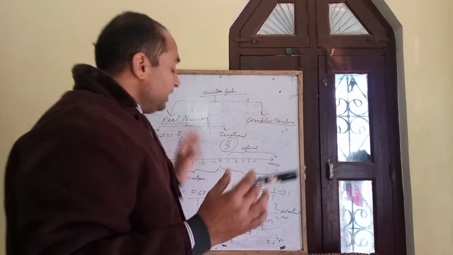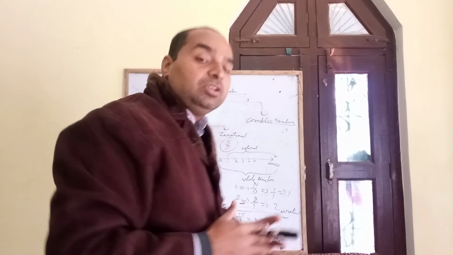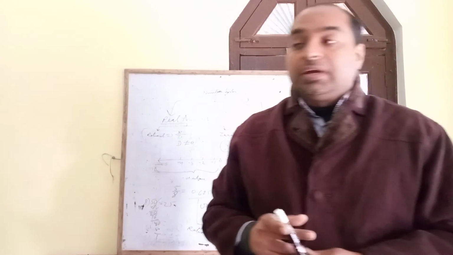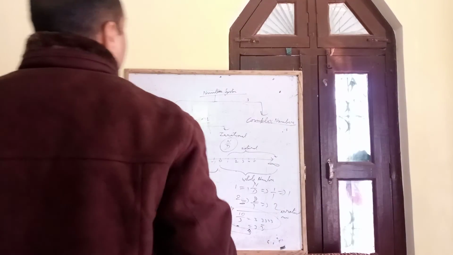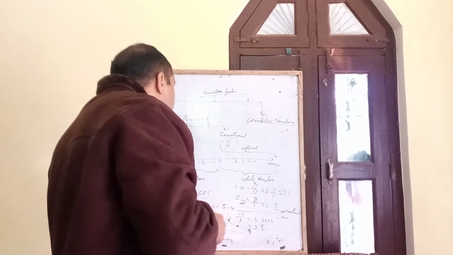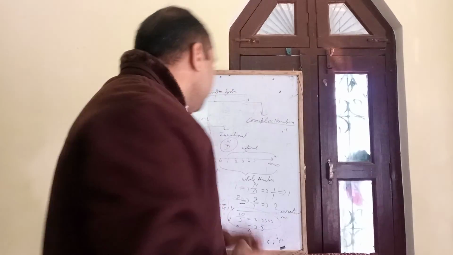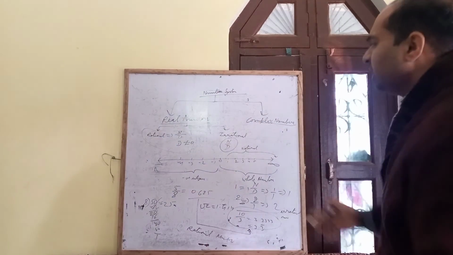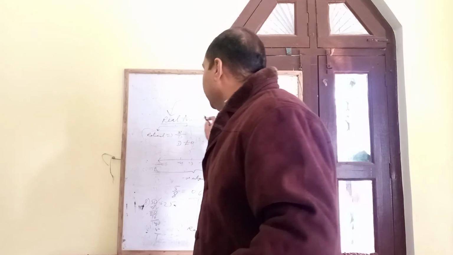So rational and irrational both make the family of real numbers, and both types of numbers can be represented on the number line, and even numbers, odd numbers, natural numbers, whole numbers, integers, all fall in the same family. All are members of real numbers.